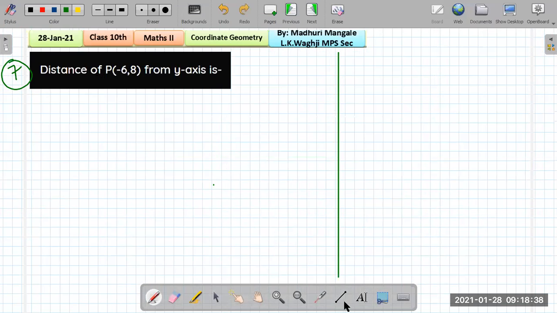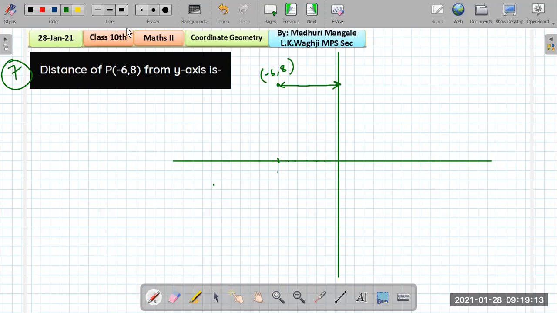Just a minute. And where will be that point? So that point will be somewhere around over here, right? Negative 6 comma 8, this is the point. It would be in the second quadrant, right, students? Negative 6 comma 8 over here, and we are asked to find the distance from the y-axis. So the distance from the y-axis is this distance.